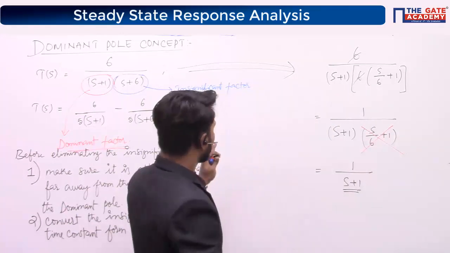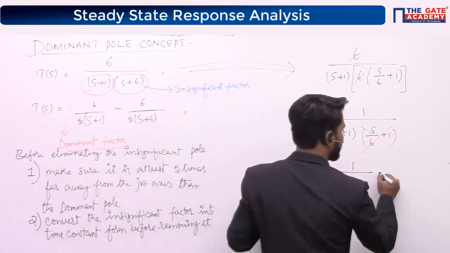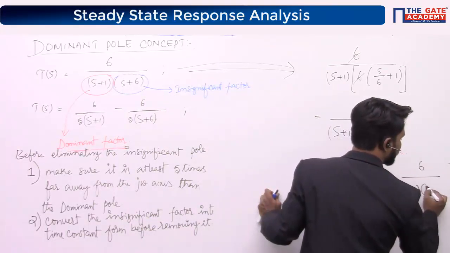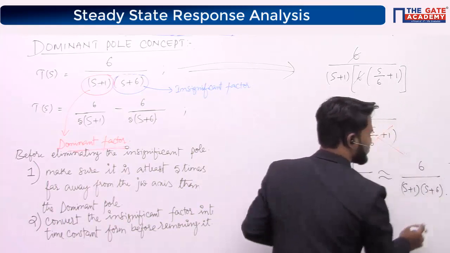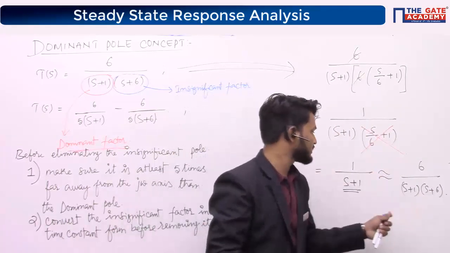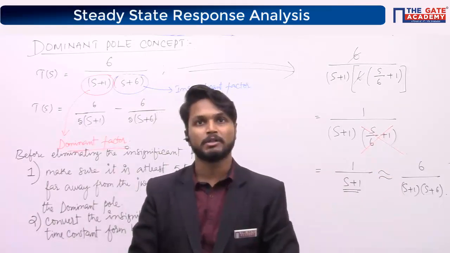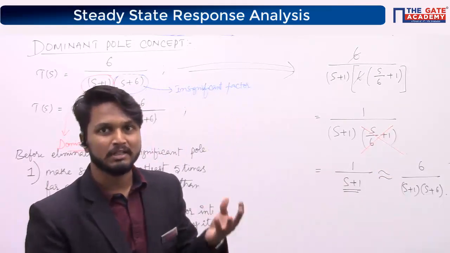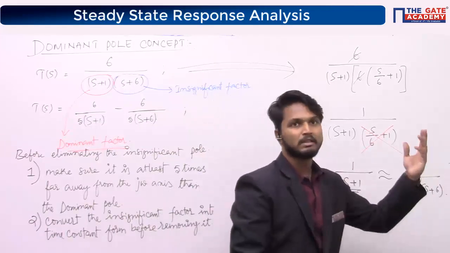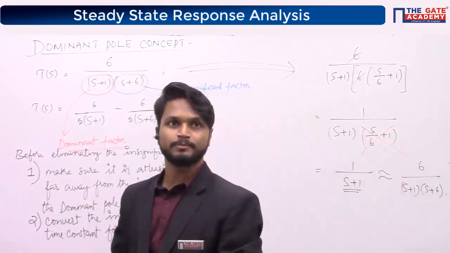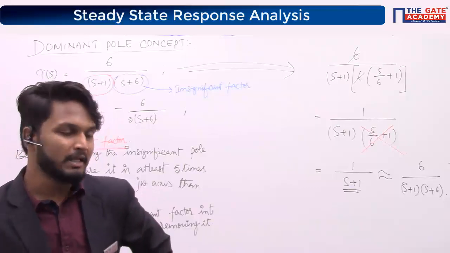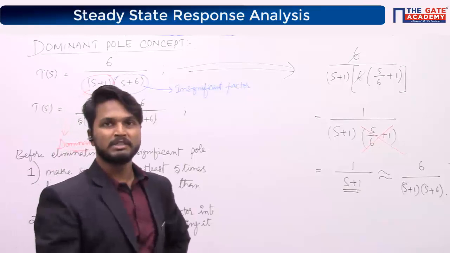Therefore the approximation of 6 by s plus 1 into s plus 6, which is a second order system, the first order approximation is 1 by s plus 1, right? 1 by s plus 1 is the first order approximation of 6 by s plus 1 into s plus 6. Is it clear, everyone? Yes, Hubli Electronics batch, DC gain should be same.